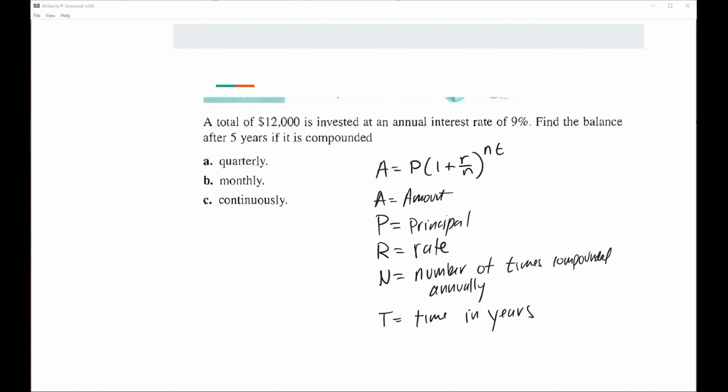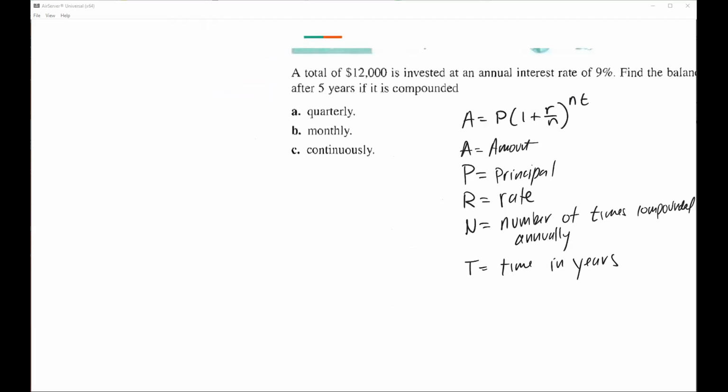So a total of $12,000 is invested. I know maybe some of your parents have a bond account or some sort of account for you. $12,000 is invested at an annual interest rate of 9%. Find the balance after 5 years if it is compounded quarterly and monthly. Let's focus on that. If I gave my child, let's say for a college fund, $12,000 and put it in an account that earns 9% interest, after 5 years, let's see how much money we make.